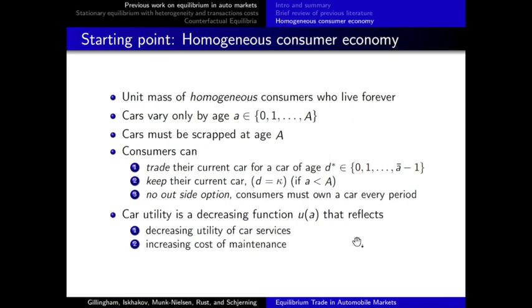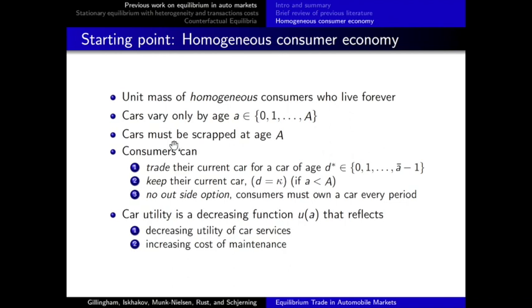We've got a unit mass of consumers who live forever. So it's an infinite horizon model, no life cycles. Cars vary by their age, that goes from zero all the way up to A bar. Cars must be scrapped at this capital A. By the way, I'm only going to have A bar, capital A here, and later on I'm going to work with A bar. Don't think about the difference. This is what the potential values of A could take, and this is actually meant to be the optimal scrap date. So for now, just think about A bar as being the date where the car needs to be scrapped.